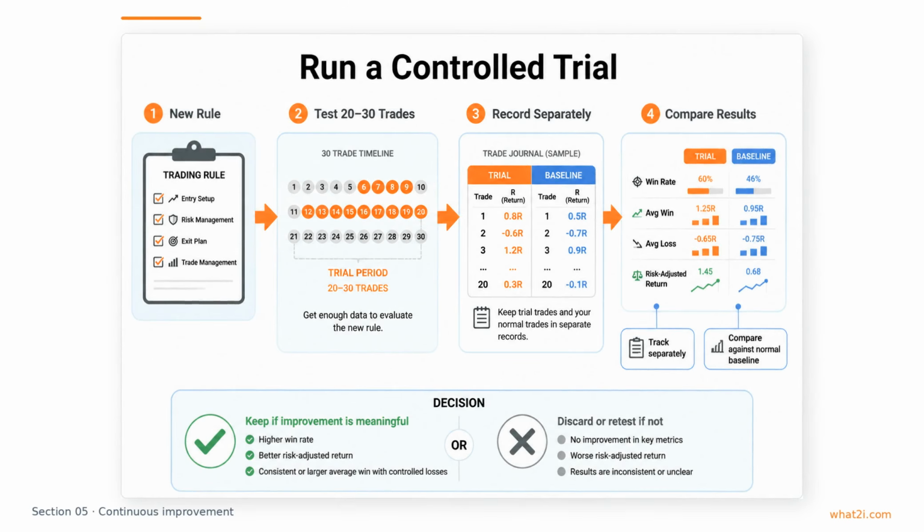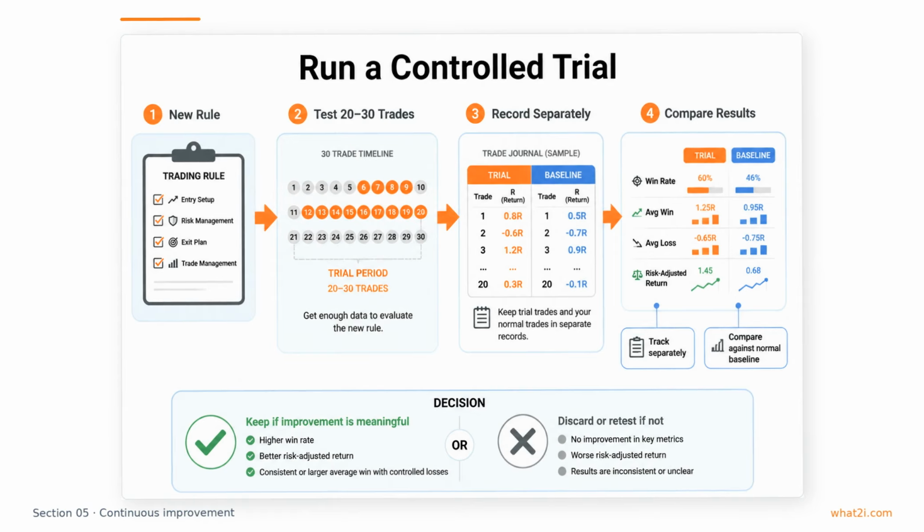After the rule change is written, run a controlled trial. Apply the new version over a limited sample, often around 20 to 30 trades, and record those trades separately from your normal baseline. Then compare the two groups using the same measures, such as win rate, average win, average loss, or risk-adjusted return. The aim is not to find instant perfection, but to see whether the adjustment produces a meaningful improvement. If the difference is small or unclear, the rule may need more testing or may not be worth keeping. This trial process keeps changes evidence-based instead of emotional.